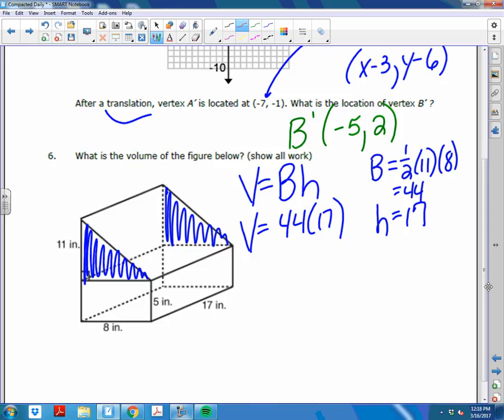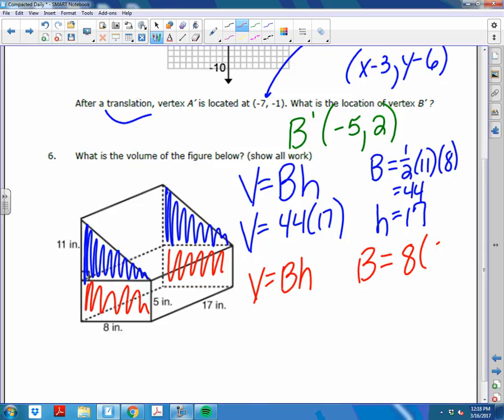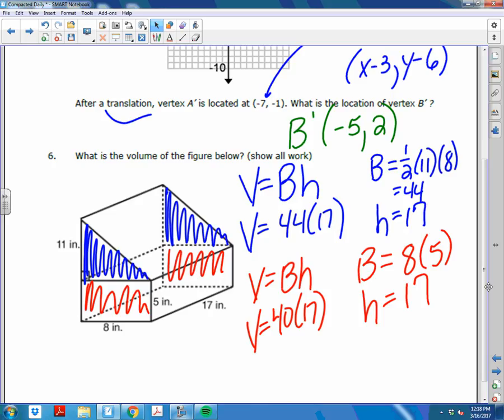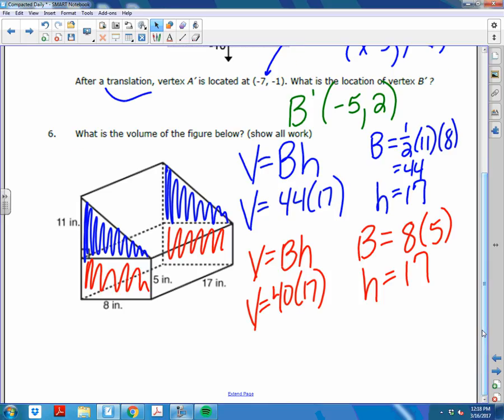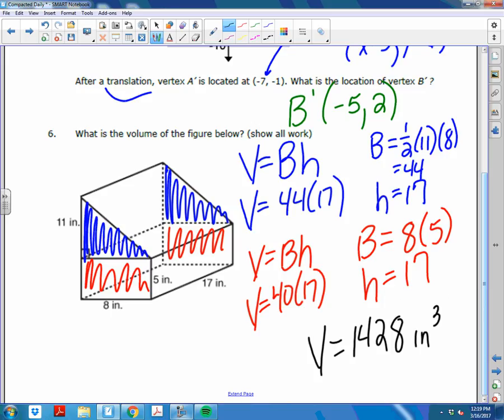The next figure, here and here, is a rectangular prism. So volume equals area of the base times the height. Area of the base, the way that I drew it, is 8 times 5. And the height, or the distance between the bases, is 17. So the volume equals 40 times 17. Once you do all your math and add everything up, you should get a volume, if my math was correct, of 1,428 cubic inches.